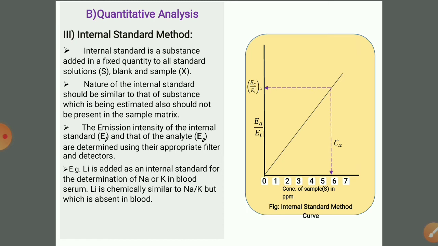For example, lithium is added as an internal standard for the determination of sodium and potassium in blood serum. In this case, lithium is very similar to potassium and sodium, but it is not present in the blood serum. So from this graph you can see how to determine the concentration of the unknown sample using the internal standard method.